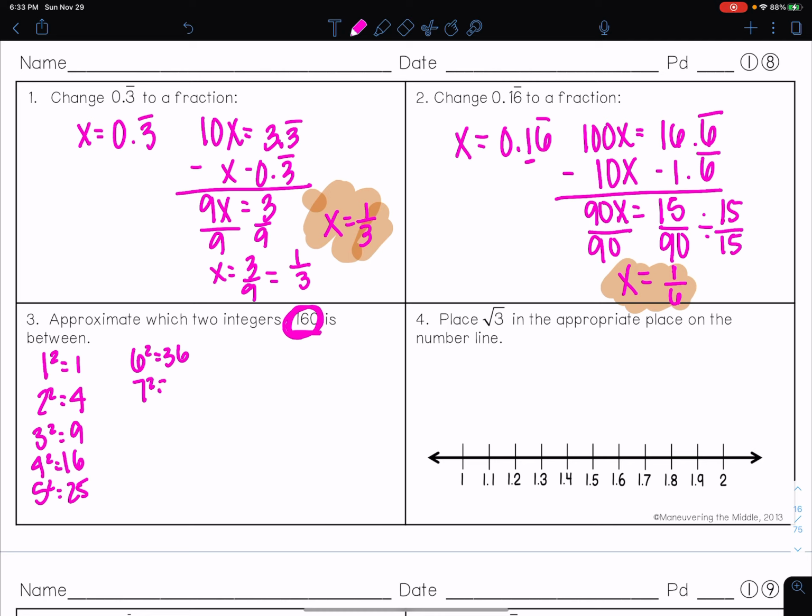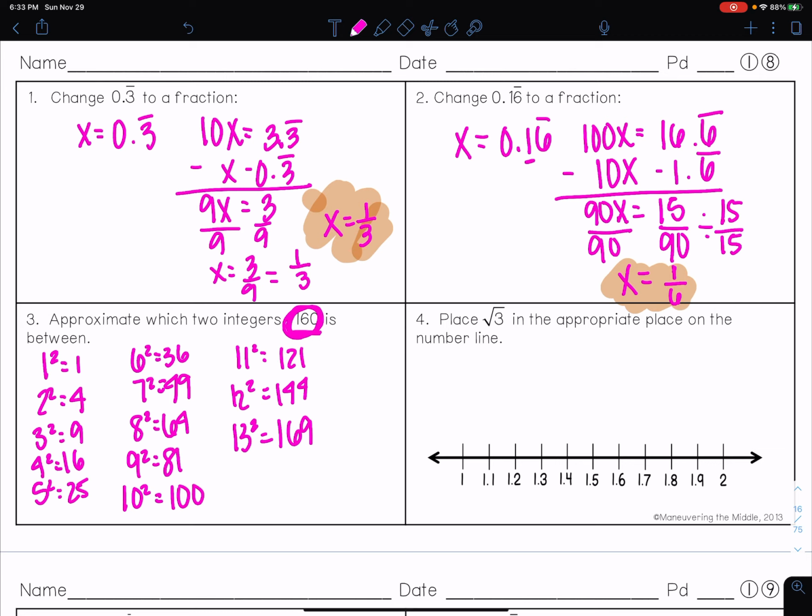36, 7 squared 49, 8 squared 64, 9 squared 81, 10 squared 100, so we're finally getting up there, 11 squared 121, 12 squared 144, very close, and 13 squared 169. I think we've clearly found which two integers the square root of 160 lies between. It's going to lie between 12 and 13, because 160 is right between 144 and 169.